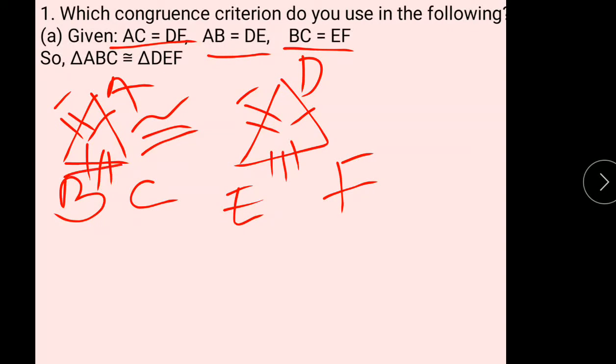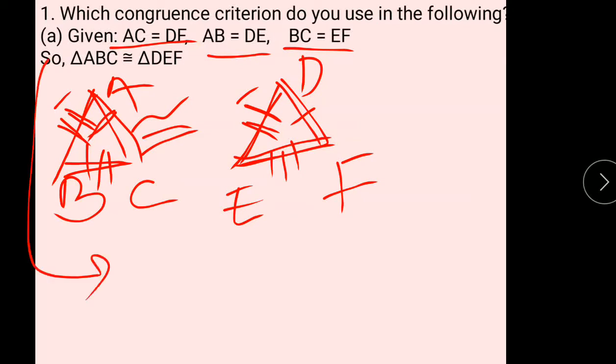So this 3 indicates that this side is equal to this side. This 2 line indicates that AB is equal to DE, and this single line indicates that AC is equal to DF. All right, so these triangles are equal, or congruent, based on the SSS congruency property.